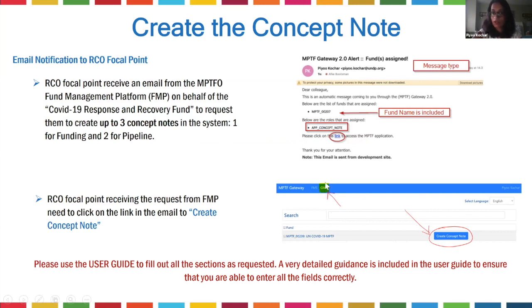Please always make sure that you're in the GMS tab, because even though FMS is visible, you can't really do anything in there. It just gives you the context of the fund as it is, and the different fields that are associated with the fund, but you're not actually able to do anything in there. So please make sure that you click on GMS and then you'll see the button Create Concept Note.